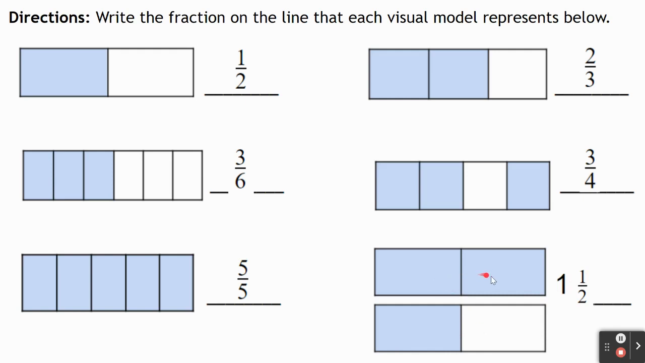Even though there are 4 parts altogether, the denominator tells us how many parts make up one whole. So if we look, there's 2 parts that make up each whole. That's why the denominator is 2.